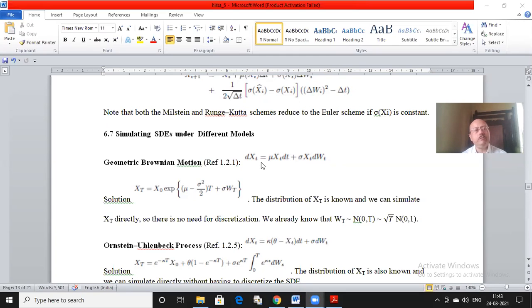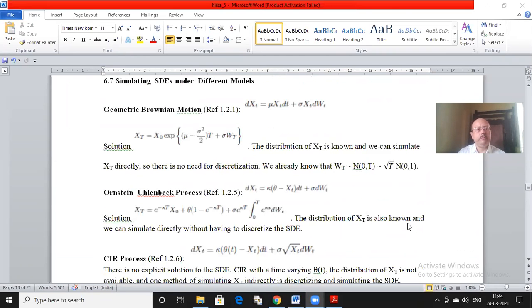In the simplest model, we know that we don't need to simulate paths because we do have the analytical solution. X_t is actually X naught e to the power of this thing, so it's a lognormal distribution. It is known, and we can simulate X_t directly. So we don't need to discretize or anything like that. And we know that W_T follows square root of T times normal(0, 1). So whatever we need to simulate, we can simulate directly on the solution. No need to go through the sample paths.